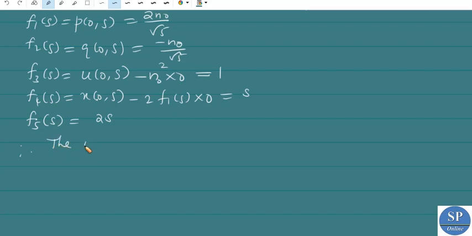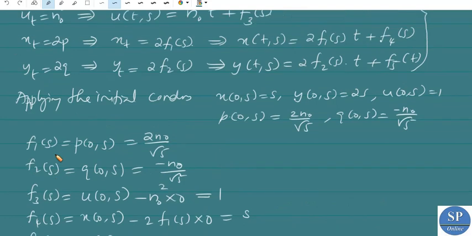The integral surface in parametric form is given by equation number 2 implies, first of all we can write x of t, s is equal to 2 into f1 of s times t plus f4 of s.